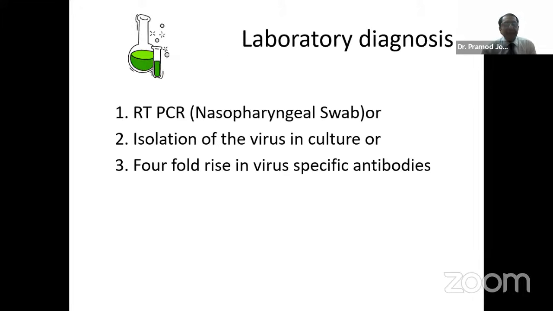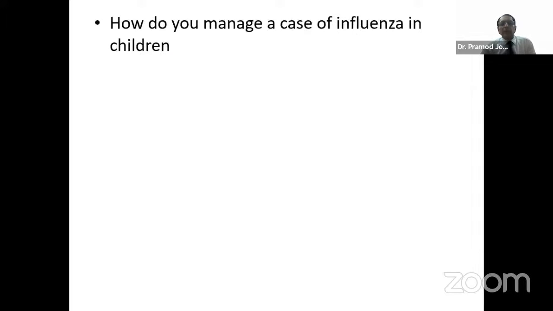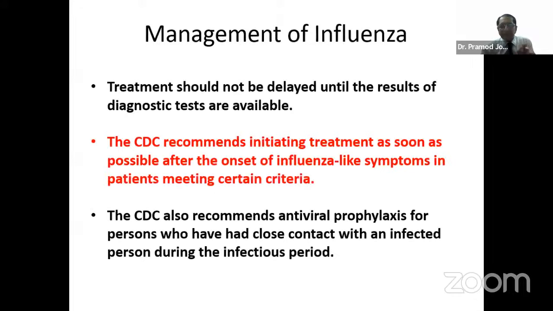Okay. And then there are some investigations. The most common is, of course, the RT-PCR, which is done by the nasopharyngeal swab. And we must know the management as per the staging. So initiating the treatment as soon as possible after the onset of influenza-like symptoms is very important. And the CDC has clearly recommended antiviral prophylaxis for people who have had close contact with an infected person during the infectious period. I told you that the infectious period begins 24 hours before the symptoms begin.